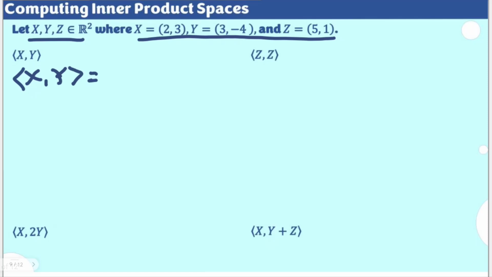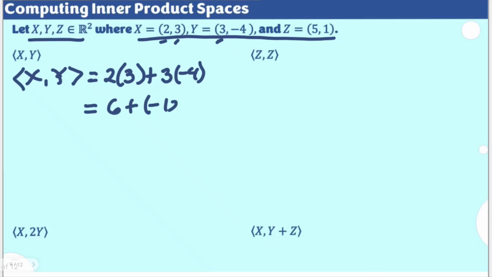Take note, it's just the product of the first components plus the product of the second components. The first component of x is 2 times 3. So you have here 2 times 3. Plus, take note that the 3 here is the first component of y. 3, the second component of x, times negative 4. That is actually 6 plus negative 12. So you will have here negative 6.